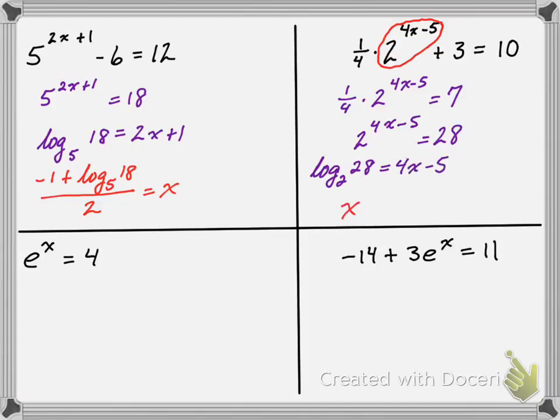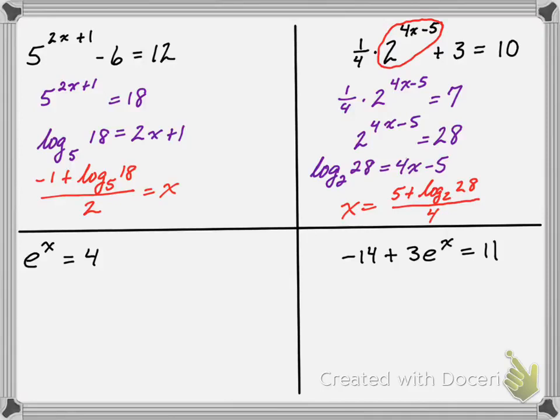And we can finish this out by adding 5 over to this side and then dividing the whole thing by 4. So that's going to give us 5 plus log base 2 of 28. And all this is divided by 4.